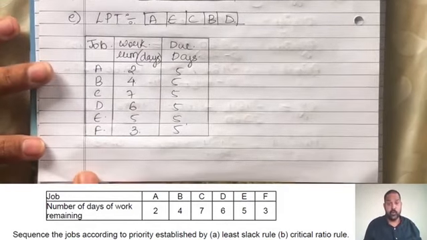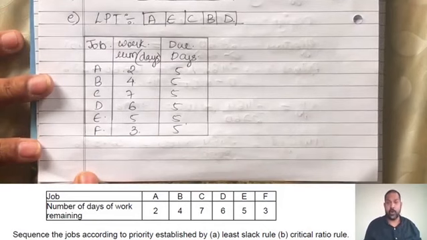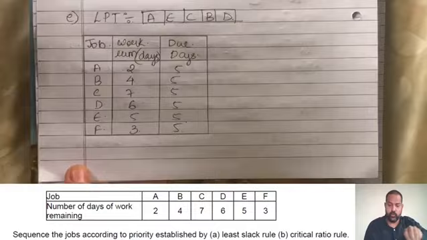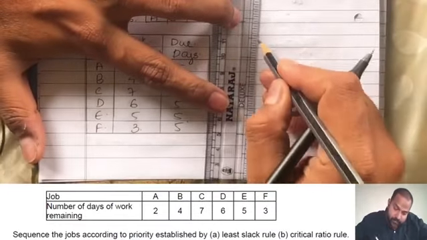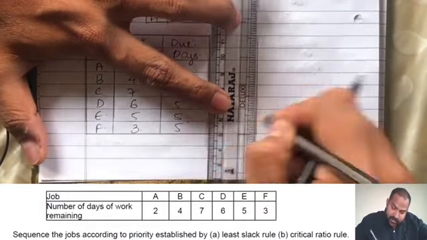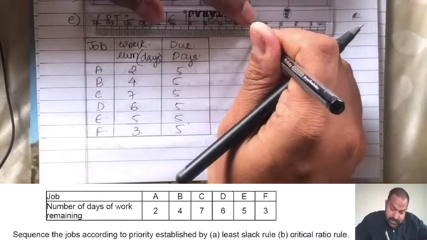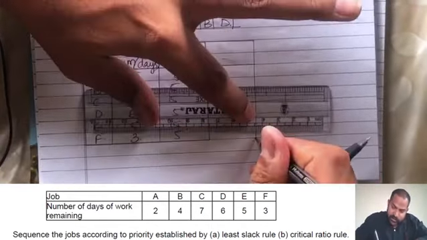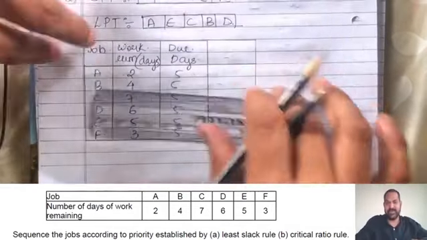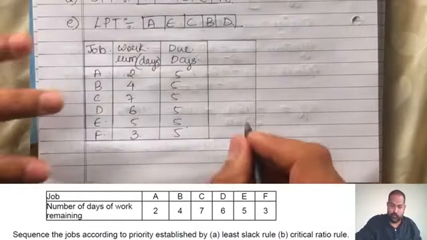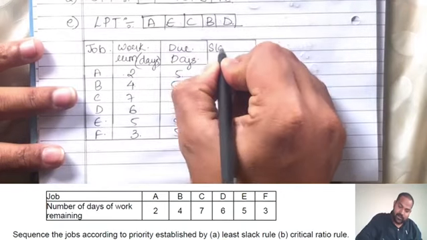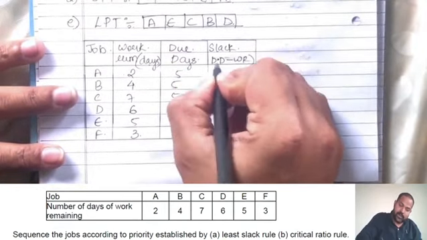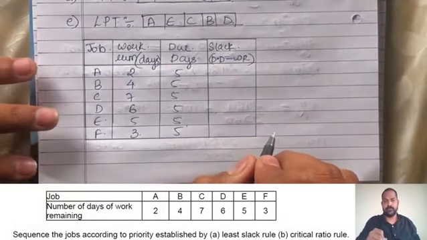So if you want me to sequence this according to LS, which is the least slack rule, I need to find the slack. How will I find the slack? Well, slack is easy. Slack is the difference between the due days and the work remaining. Basically, how many days extra do I have to waste? So slack is due days minus work remaining.